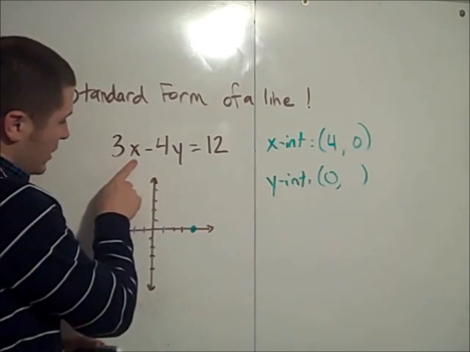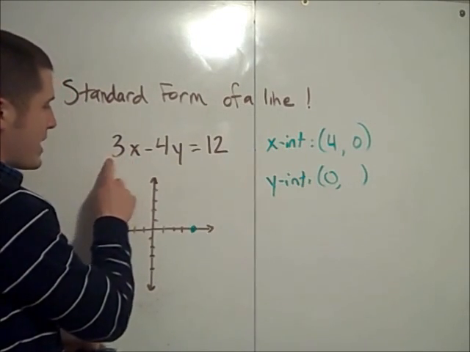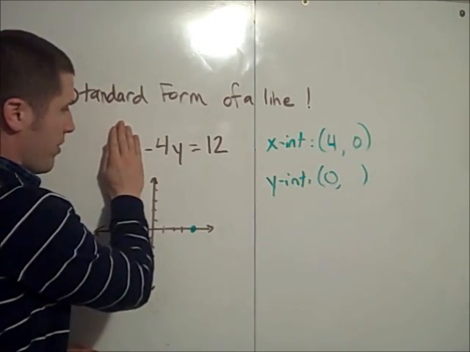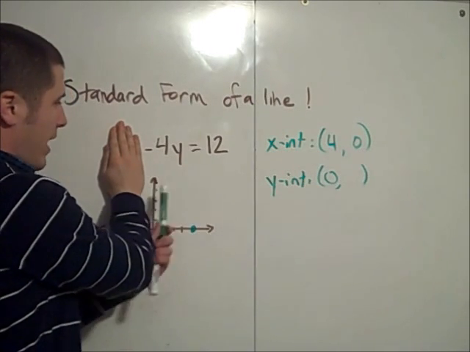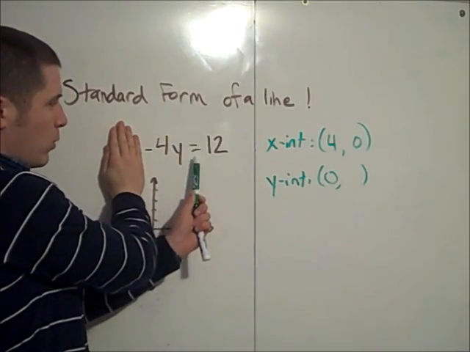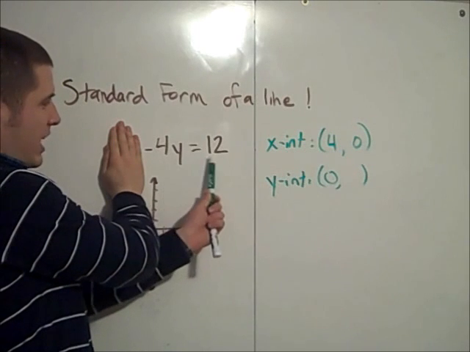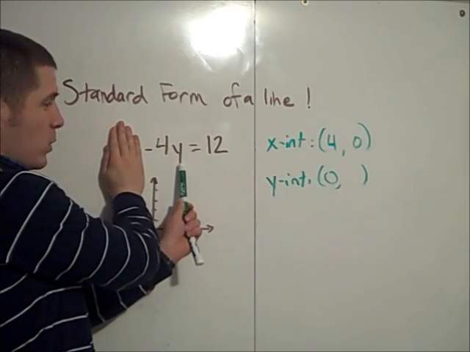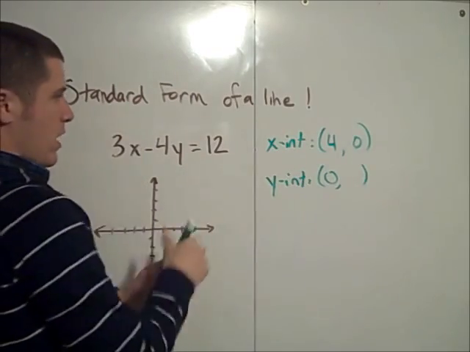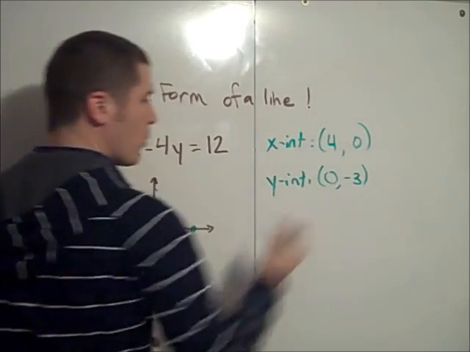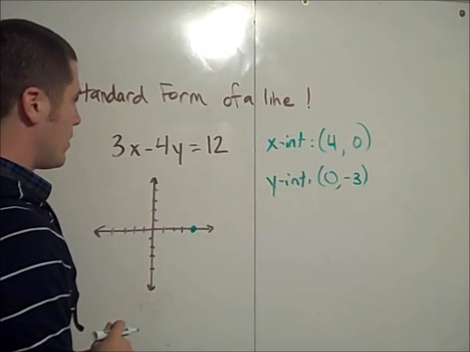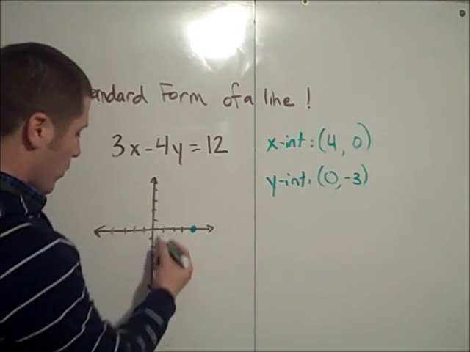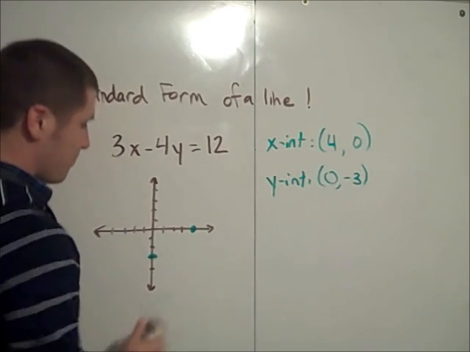So now we know that the x value is 0 at the y-intercept. So 3 times 0 is 0, and that term goes to 0. Now I have -4y = 12. Divide both sides by negative 4, and y is equal to negative 3. So we know that the y-intercept is the point (0, -3). So we plot that point right here.